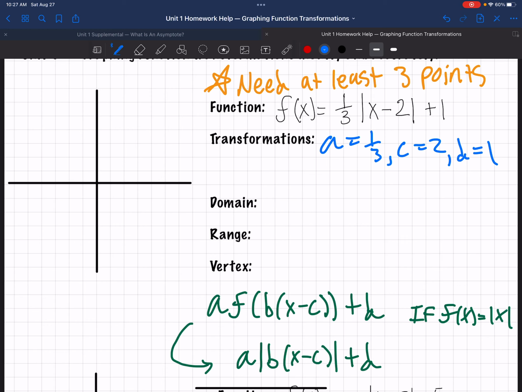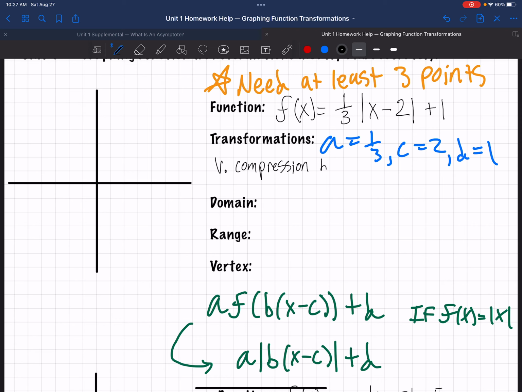So what are these transformations? Okay. I'm going to shorthand here. It's fine for you to shorthand this on your homework, but on the test, I do want you to write it out fully, okay? But as long as I know what you mean, you're going to be fine. So A equals 1/3. That is a vertical compression.